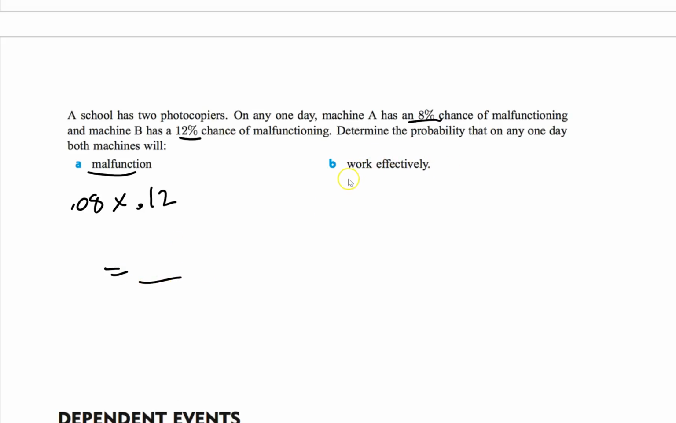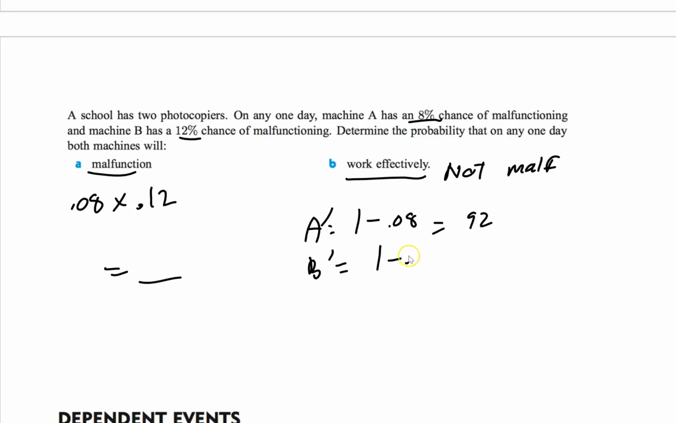Now here, look at this one. Work effectively. So that means it's not going to malfunction. That's right. It's not going to malfunction. So that means we got to use our complement thing. For machine A, not going to malfunction is 1 minus 8%. So 92% chance of it working fine. Machine B, same idea. 1 minus 0.12 or 88%. And if you want them both to work effectively, you just multiply them together. Whatever that gives you is the answer.